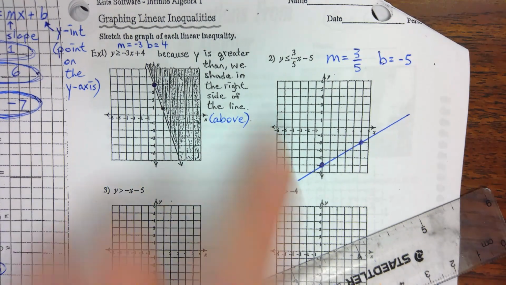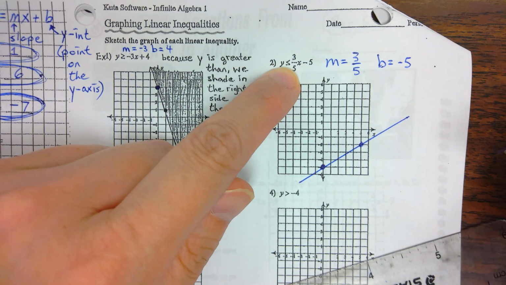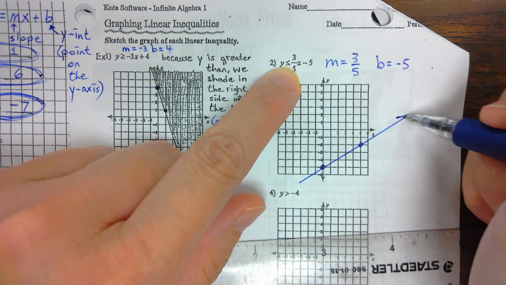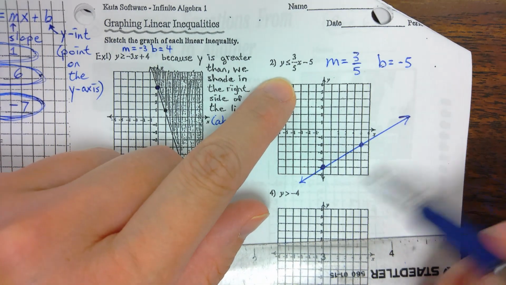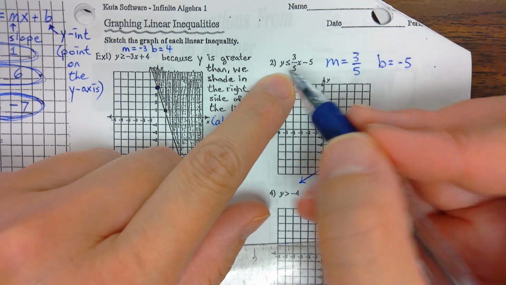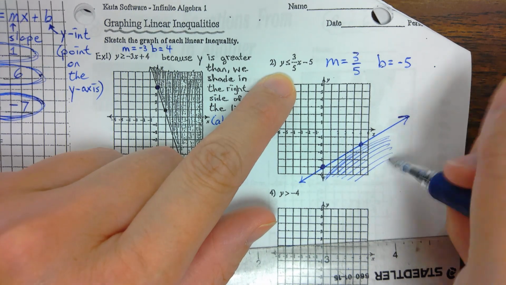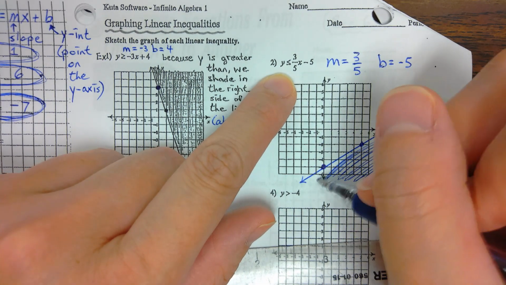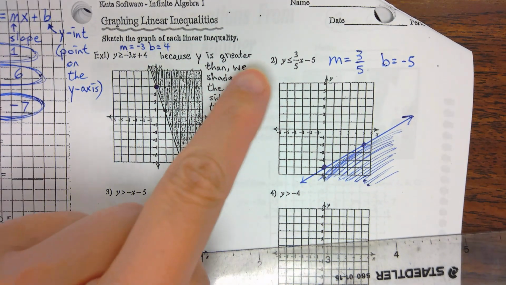Alright. Sorry, I drew it too fast. Okay, I see the equal to symbol, so it's a solid line. And should I shade in the top part or the bottom part? Bottom, because it's less than. Y is less than, so I shade in the bottom part. If you don't shade in, you're going to lose marks, right? Yes, because it's an inequality.